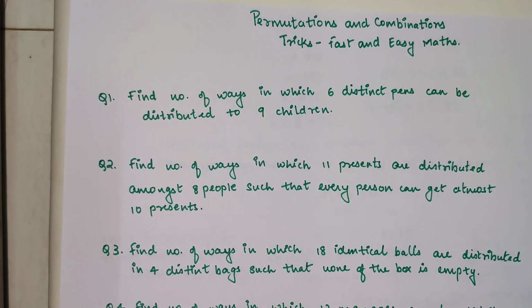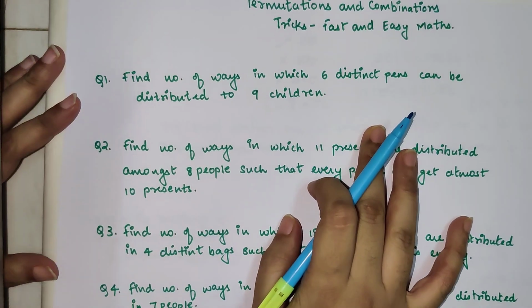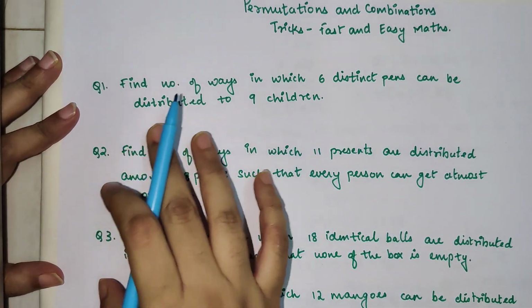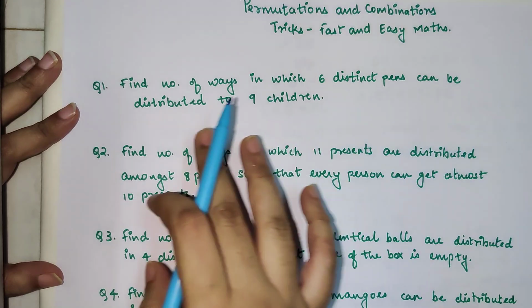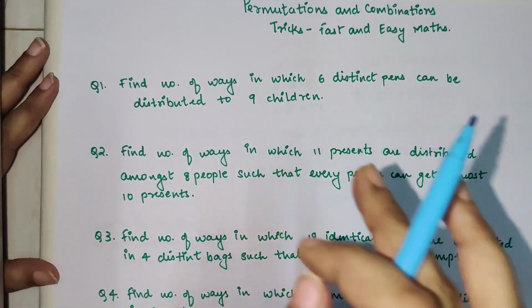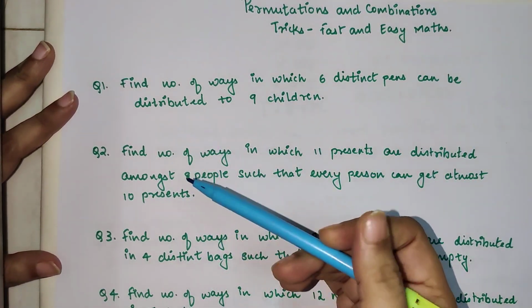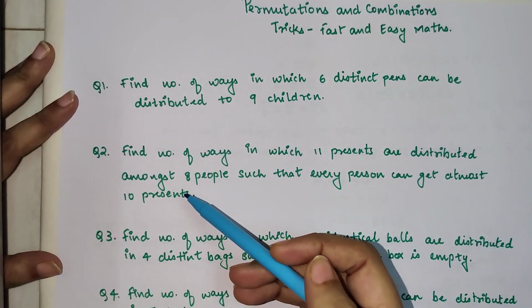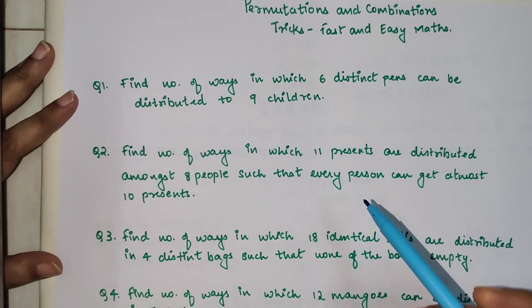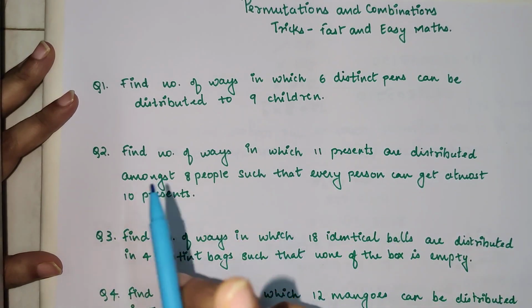Now see, these are the kind of questions which are generally asked. Find the number of ways in which 6 distinct pens can be distributed to 9 children. Similarly, the next one: find the number of ways in which 11 presents are distributed amongst 8 people such that every person can get at most 10 presents.